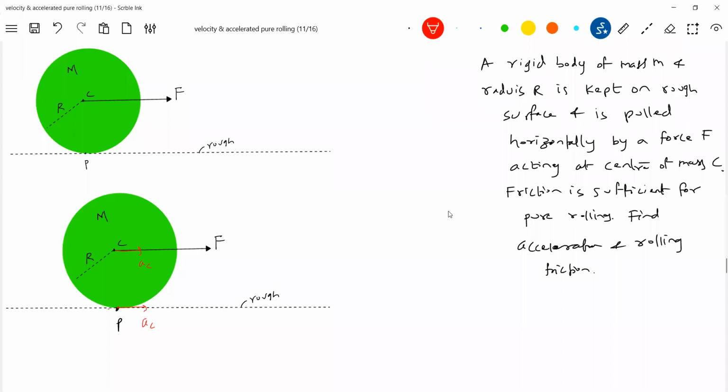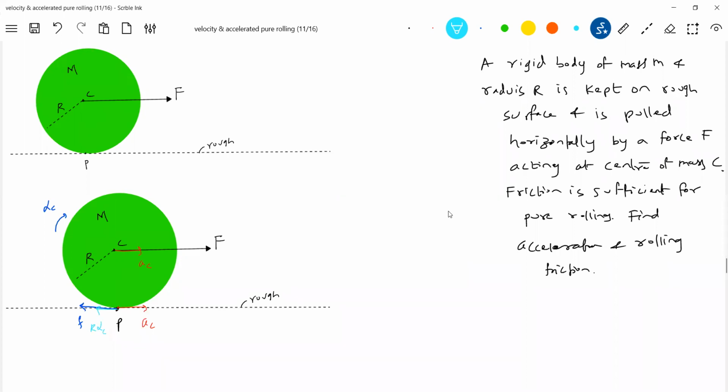It will slip forward, it will move forward, and because of this there will be a friction. The friction will oppose relative motion, so it will act here. This friction acting will set up a torque, and it will produce angular acceleration. Because of alpha_C, R alpha_C also will come.